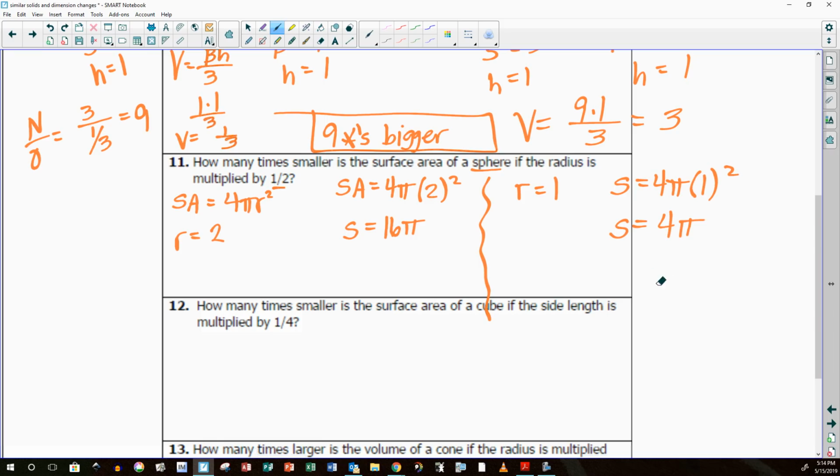So now this was my original, and this is my new. So how many times smaller? If I did new over old, 4 pi over 16 pi, let's cancel. So 1/4 is the scale factor, so that means 4 times smaller, because my scale factor is smaller than 1.